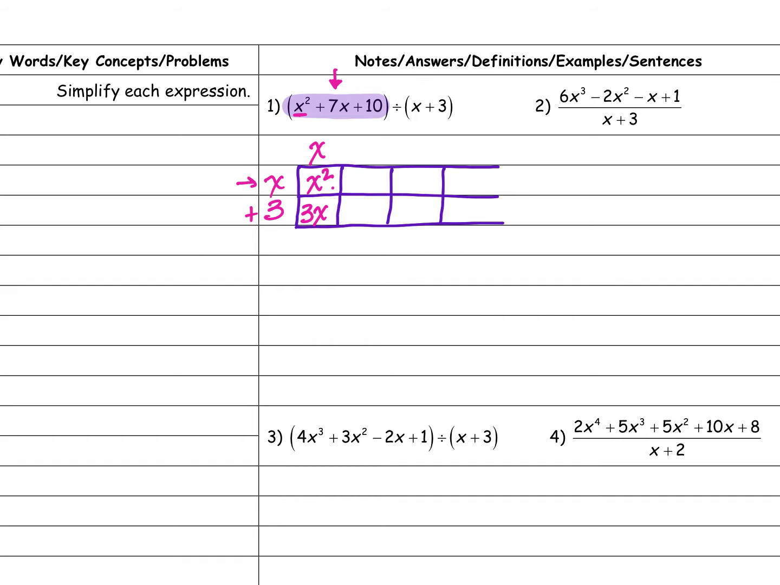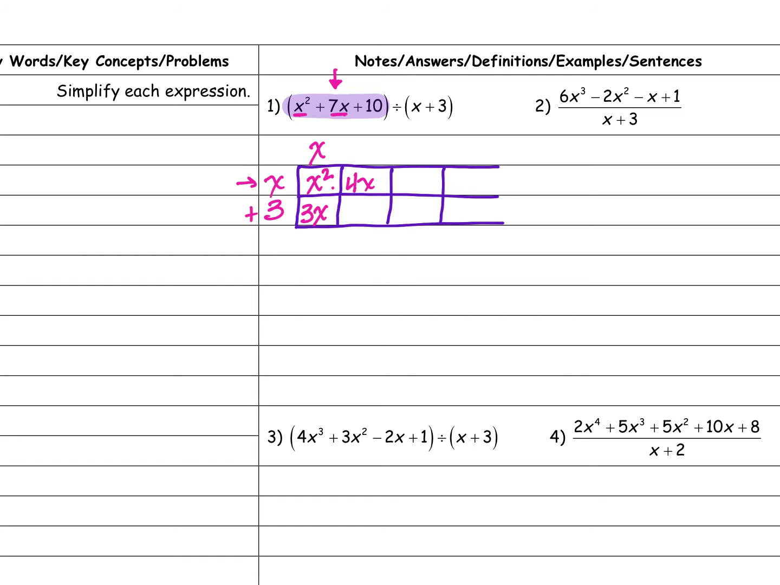So now I want to look at this middle number, and I want to say, what do I add to 3x to get 7x? So what do I add to 3x to get 7x? 4x. Yeah, what do I add to 3x to get 7x? So that would give me 4x. So these two boxes together need to add to be my middle term, right?